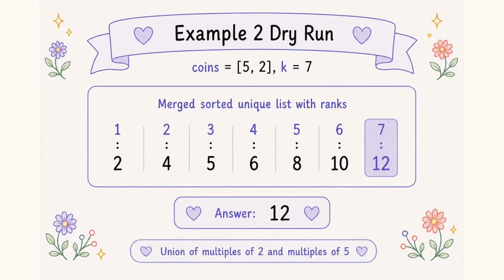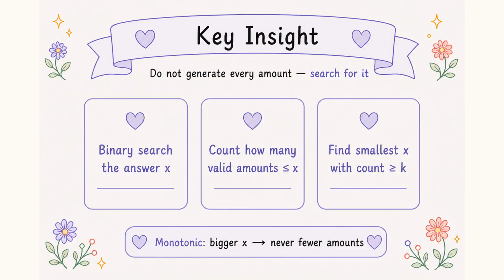Example 2. Coins 5 and 2, K equals 7. Merge multiples of 2 and multiples of 5: 2, 4, 5, 6, 8, 10, 12. The seventh value is 12. Answer 12. Key insight. Do not generate every amount.